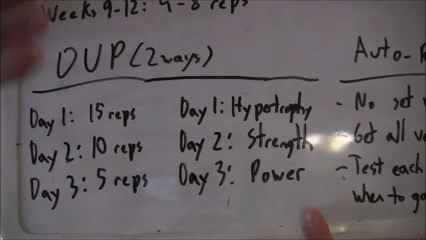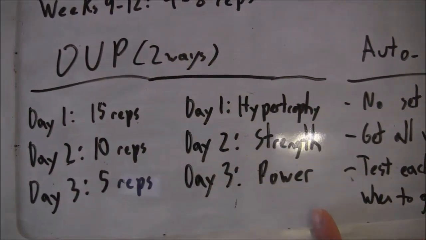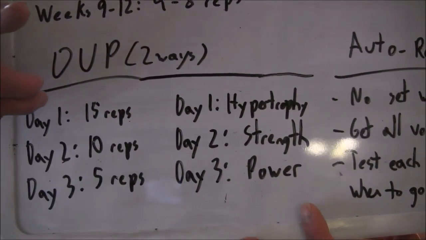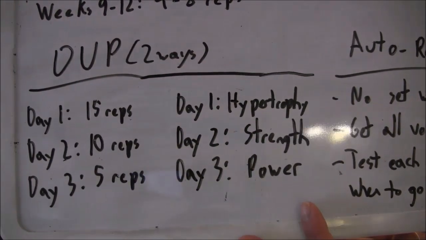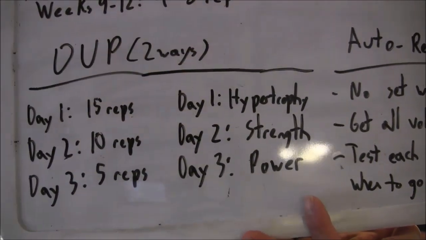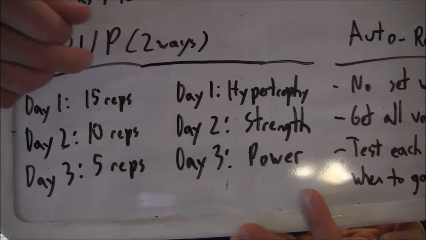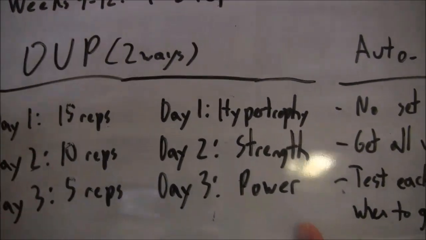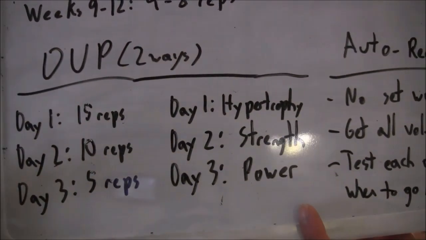Or you can undulate the rep schemes like this. And again, don't get married to these rep schemes. This could be 6-4-2. It could be 30-20-10. It could be 12-8-4. Don't get married to the rep schemes. It's just about undulating that rep scheme.